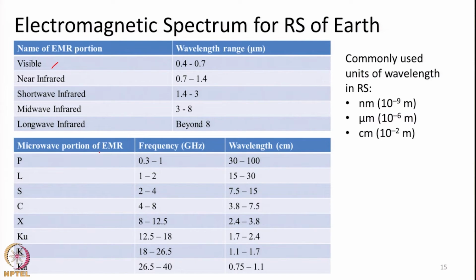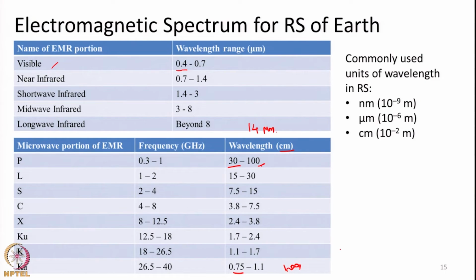If you look at the wavelength, the visible portion will start at 0.4 micrometers. For normal remote sensing, we will be talking up to 14 micrometers. Then there will be a huge gap. We will start again from 0.75 centimeters to 100 centimeters. So, essentially, the range of wavelengths from 0.4 micrometers to 14 micrometers, and then 0.75 centimeters to 100 centimeters, is what we will use for remote sensing purposes.